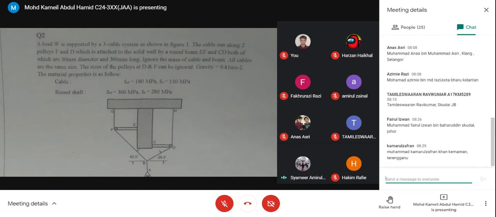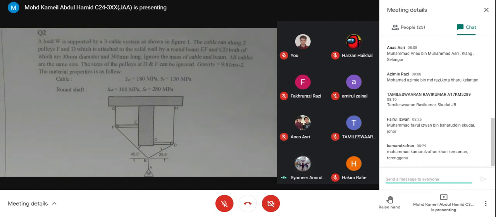A load W is supported by a three-cable system as shown in figure 1. The cable runs along two pulleys F and D, which are attached to the solid wall by a round beam EF and CD, both of which are 30 mm diameter and 300 mm long. Ignore the mass of the cable and beam. All cables are the same size. The sizes of the pulleys at D and F can be ignored. Gravity is 9.81 m/s².